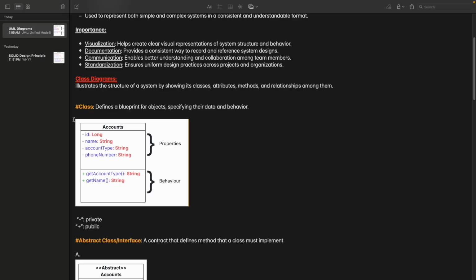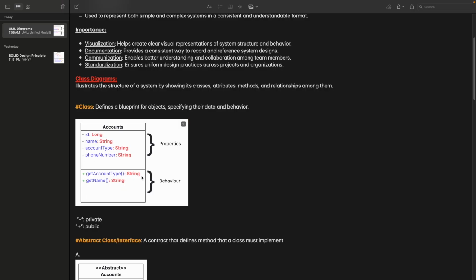How we are going to represent a particular class is through this rectangular box. Suppose we have a class named Accounts. It has data like ID, name, account type, phone number. This minus means private and plus means public. So these are all the private members of this particular class. The below part, after this particular line, is where we have methods, or you can say behavior. The above part is properties, or you can say data, and the below part is behavior, or you can say methods. Suppose it has getAccountType and getName, and the return type is a string.